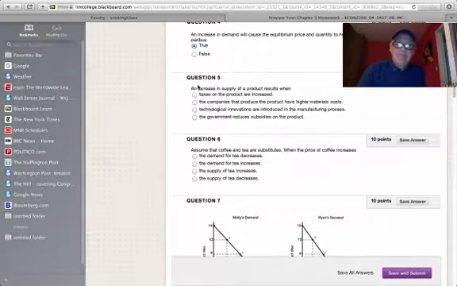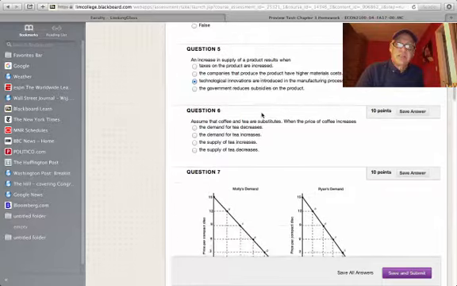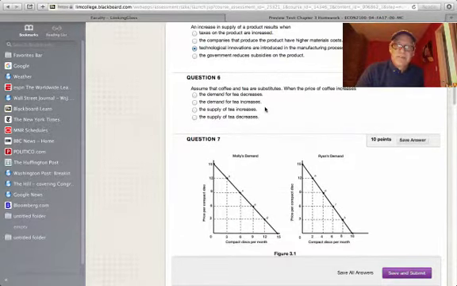Question 5. An increase in supply of a product results when... okay, this is again good news, so it's going to shift to the right. So it's got to be some good news. Taxes on the product are increased. That's not good news. The companies that produce the good have a higher material cost. That's not good news if costs are higher. Technological innovations are introduced in the manufacturing process. Yeah, here's some good news, right? There's a breakthrough in technology. Government reduces subsidies. Again, that's bad news for a producer. So only the good one will move it.